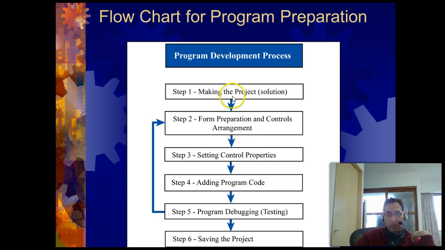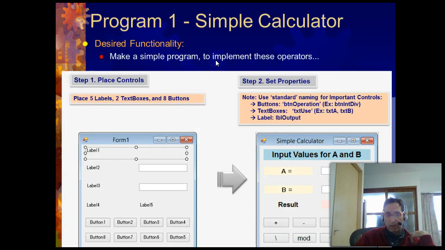So we've seen this before. Making the project, form preparation, setting the controls, adding the program, debugging, saving the project. This is the flow chart for program preparation. Here's the first program we want to make, a simple calculator. So we're going to have this label, this label, this label, this label, and this label. And we're going to have this one and this one as well. And this is what we want it to look like.